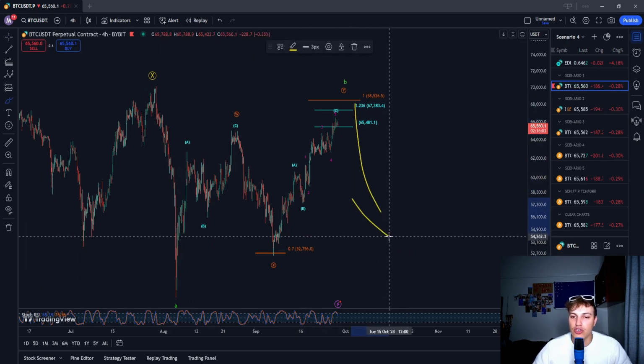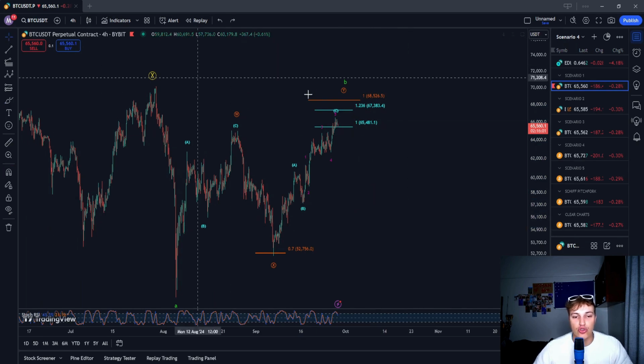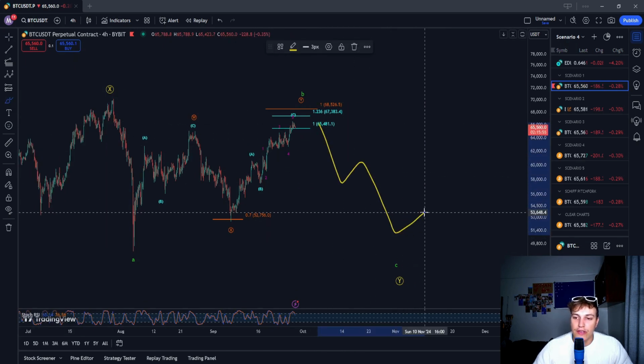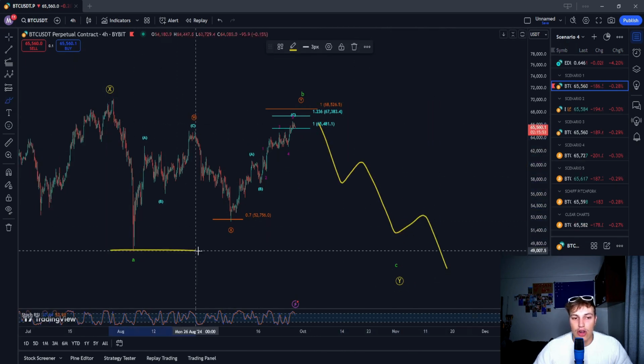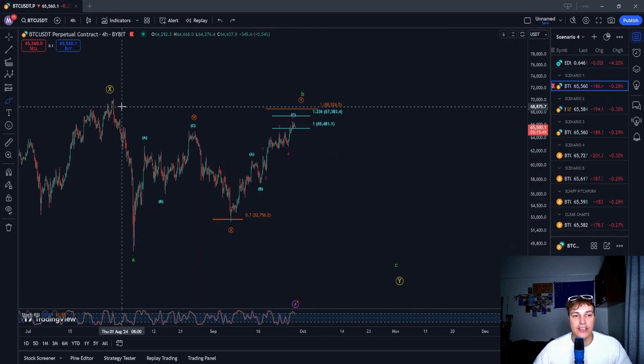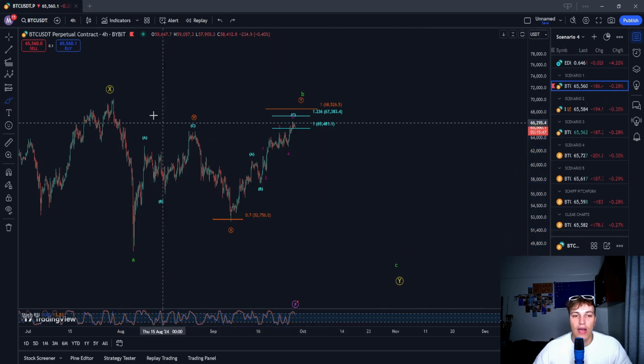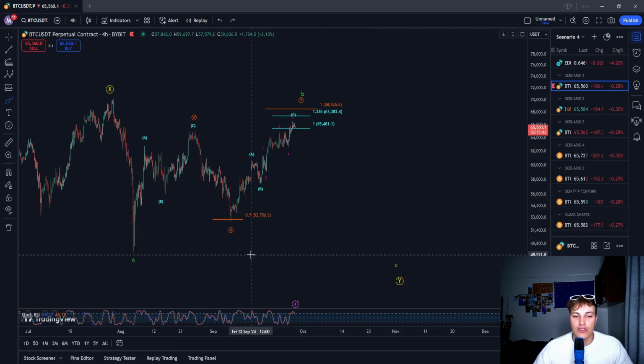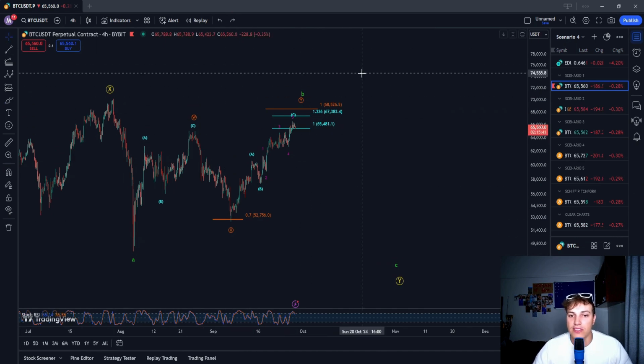Following the B wave, we should get impulsive structures to the downside. A move such as 1, 2, 3, 4, 5, taking the low of this A wave here. That would be the standard correction in this Y wave, as this needs to be an A, B, C. So that is what we would be looking for on our main scenario.